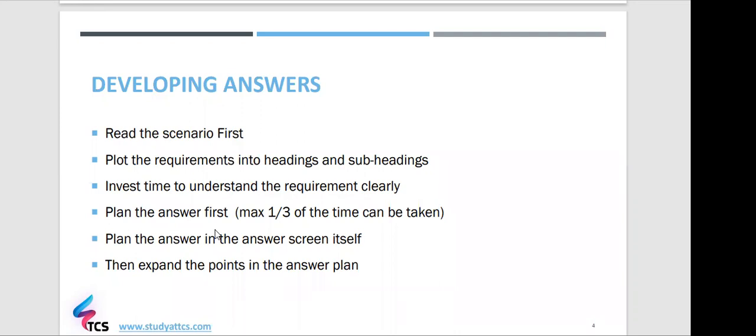Okay. And when developing the answer plan, you are supposed to do it on the answer screen itself. And once you are done with the answer plan, then when it comes to typing the answer, just expand the points which appear in the answer plan.